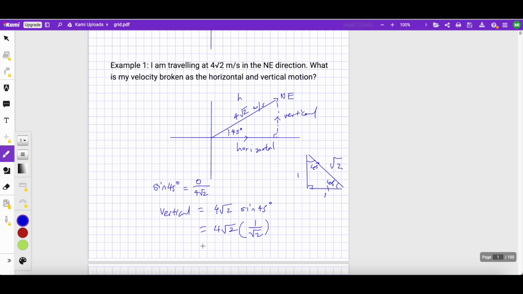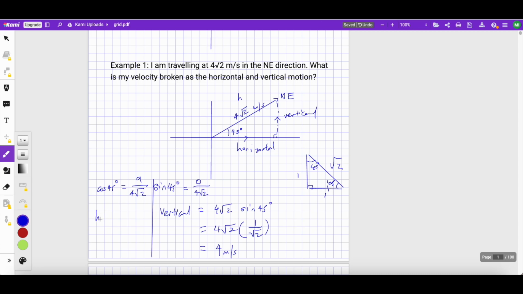So we can cancel, and my vertical side will be just 4 meters per second. So I'm going upwards at 4 meters per second if you just isolate the vertical part. Now, similarly, if we want to work out the horizontal component, the horizontal part will be my adjacent, right? So I'll use cosine 45 instead. Cosine 45 degrees will be adjacent over hypotenuse, so 4 root 2.